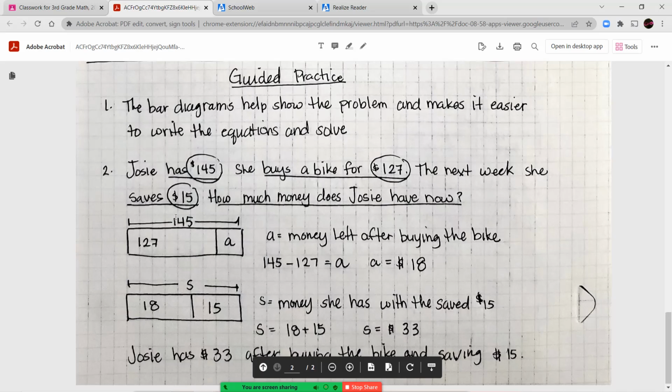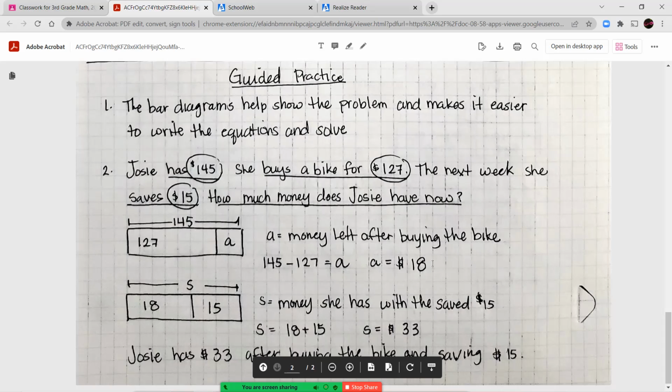So in my first bar diagram, 145 is how much she has. 127 is how much she spent on her bike. And I made my variable to be the money left after buying the bike. So A is how much she has left after. So A is equal to 145 minus 127. And when I do the math for that, I see that A is equal to 18.